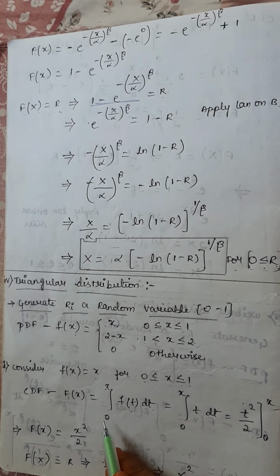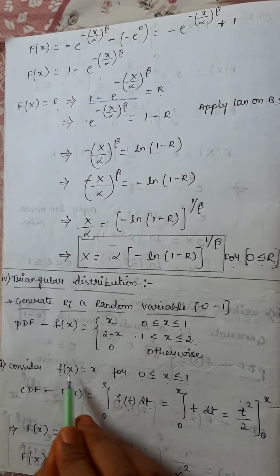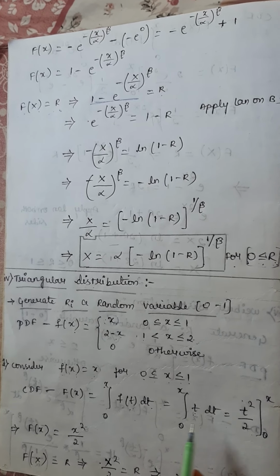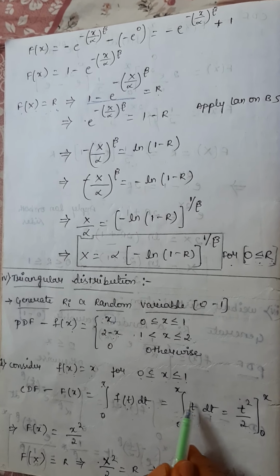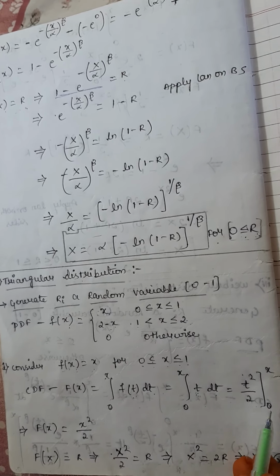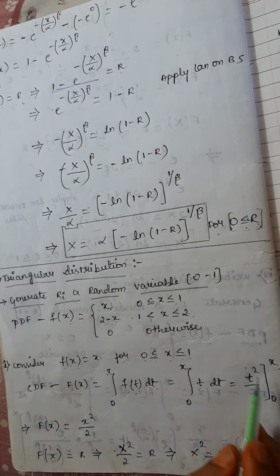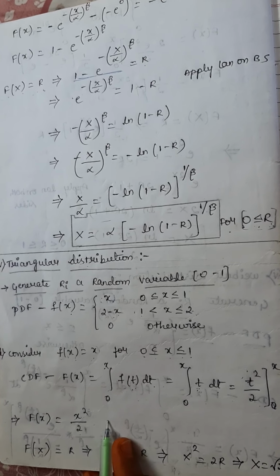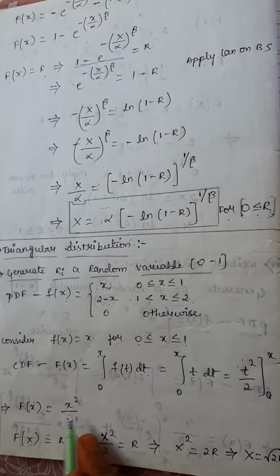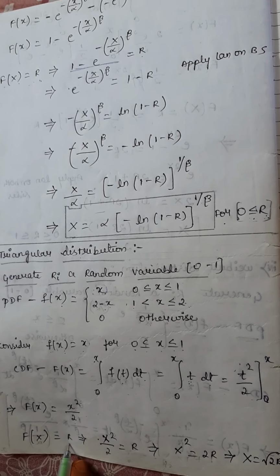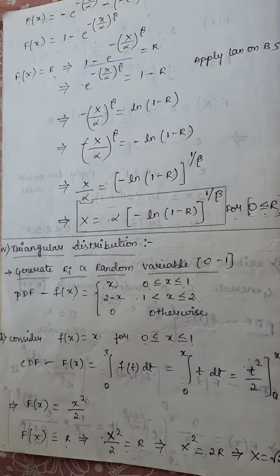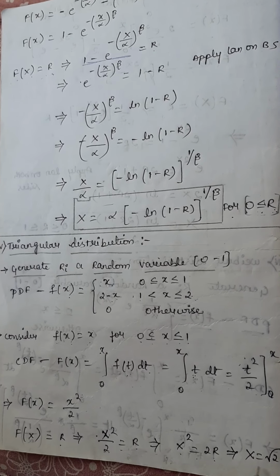Integration of f of t dt from 0 to x: f of x is x, so x is replaced by t, giving t dt. The integration of t is t square by 2, with lower limit 0 and upper limit x. Replacing t square by the lower and upper limits, it is x square by 2 minus 0, that is x square by 2. Equate this to capital R, the random number. So x square by 2 is equal to R, x square is equal to 2R, and x is equal to square root of 2R.